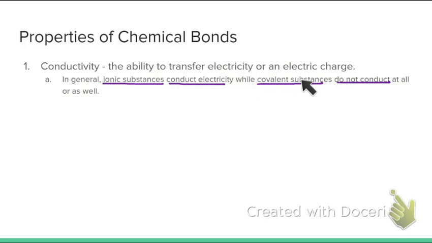It doesn't mean that covalent substances won't conduct electricity a little bit, but ionic substances are going to conduct electricity much better. If we were to put salt in water, for example, that would conduct a lot of electricity, whereas if we were to put sugar in water, sugar is a covalent substance because it's all nonmetals, it would not conduct electricity as well.